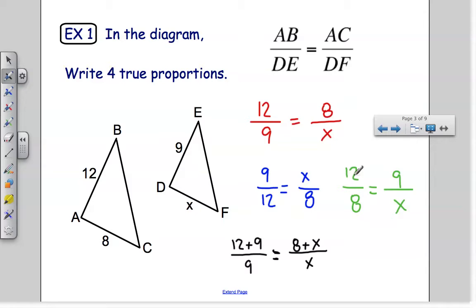Although there are still many more you could do, as long as 9 and 8 are still diagonal and 12 and x are still diagonal, there are a few other ways you could write these proportions.